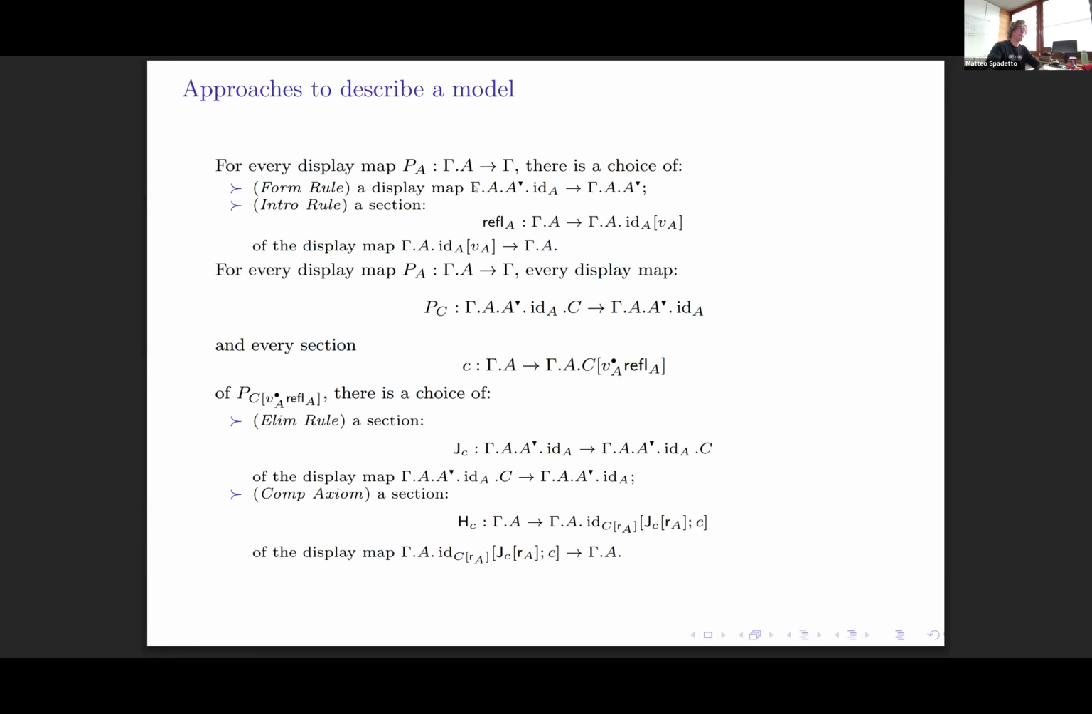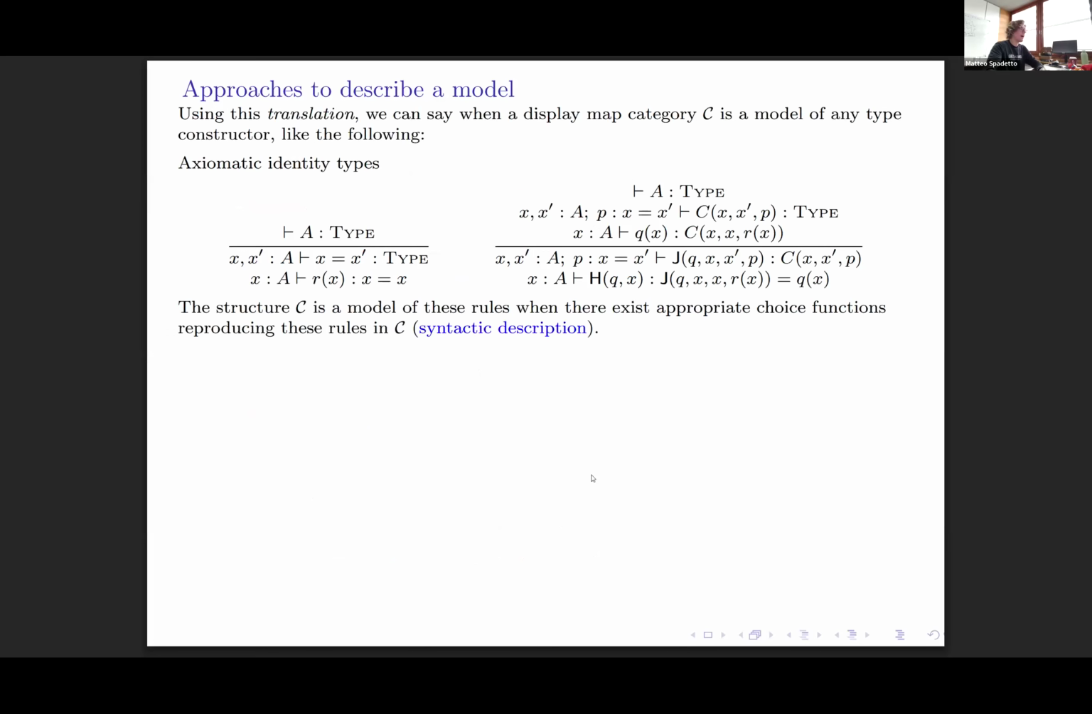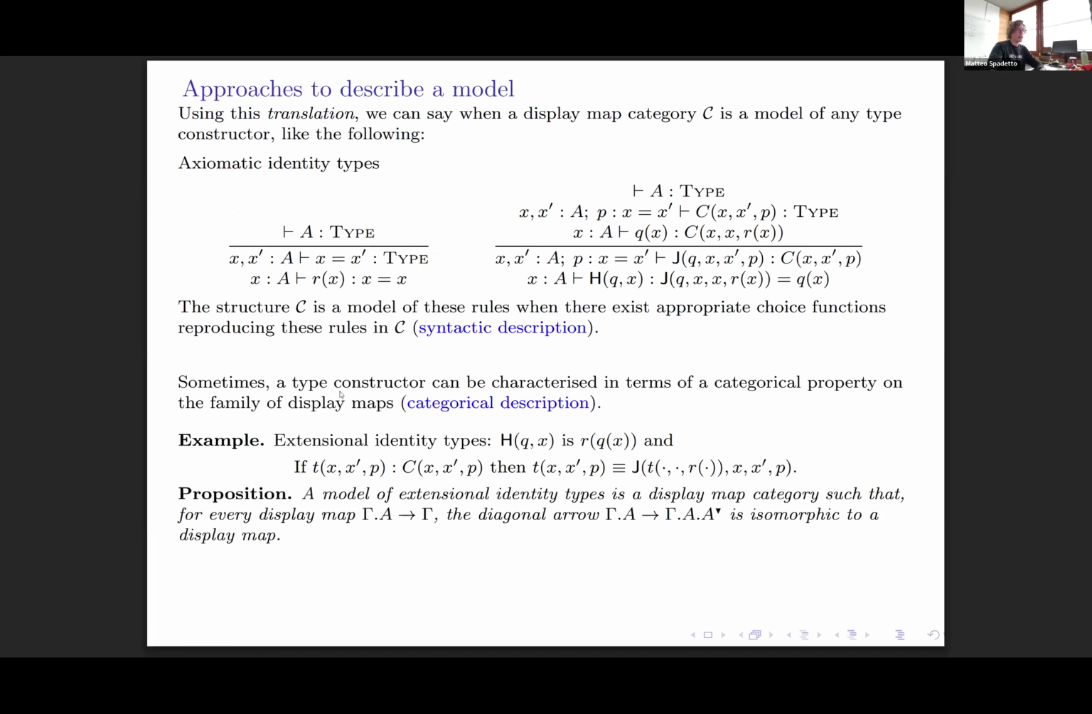So this slide is not meant to be read. It's just meant to show how intricate, how complicated, and how tedious the description of a model might be if we follow this syntactic description. And especially, it's very difficult sometimes to work with a model formulated in this way. However, sometimes we may be lucky and a type constructor may be characterized in terms of a categorical property of the family of display maps.